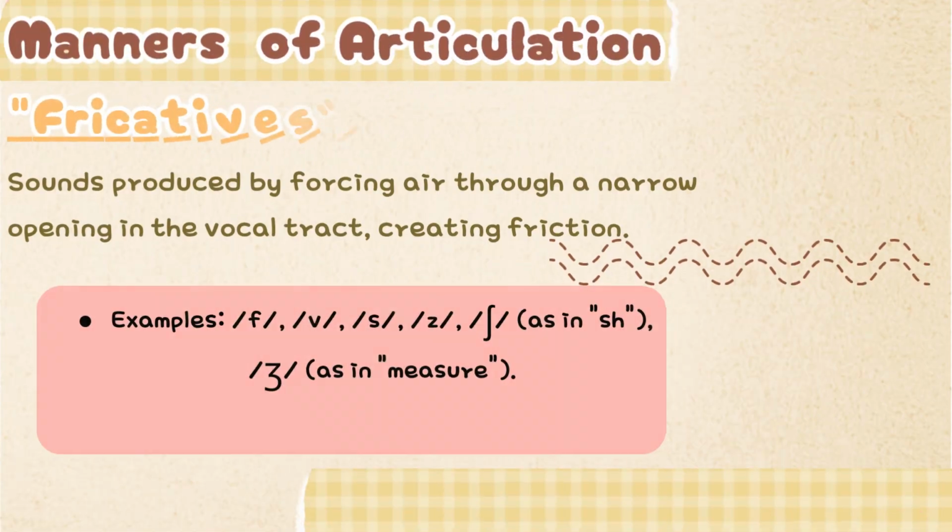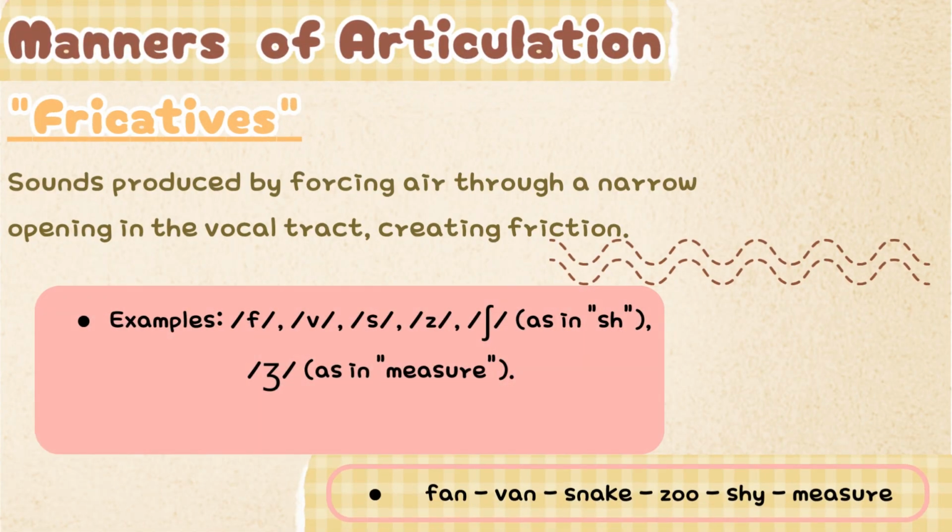Fricatives, on the other hand, are produced by forcing air through a narrow opening in the vocal tract, creating friction. Examples include the f sound in fan and the v sound in vet, which are produced by forcing air between the upper teeth and the lower lip.